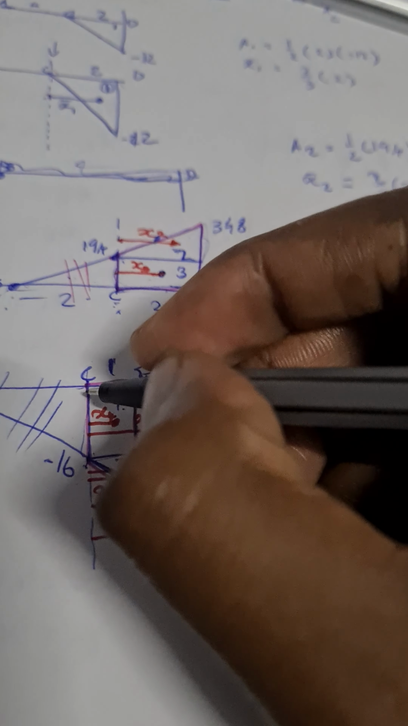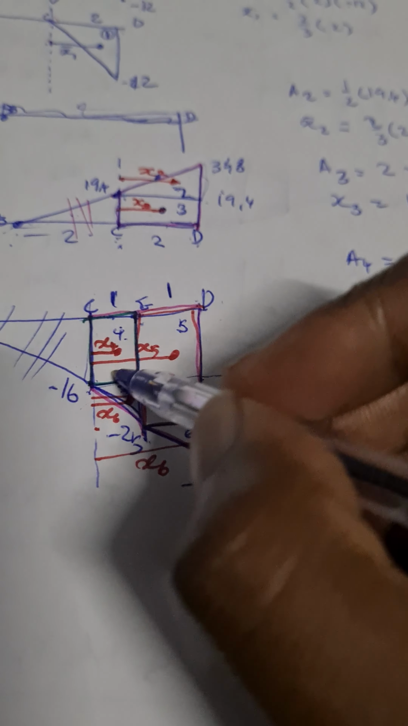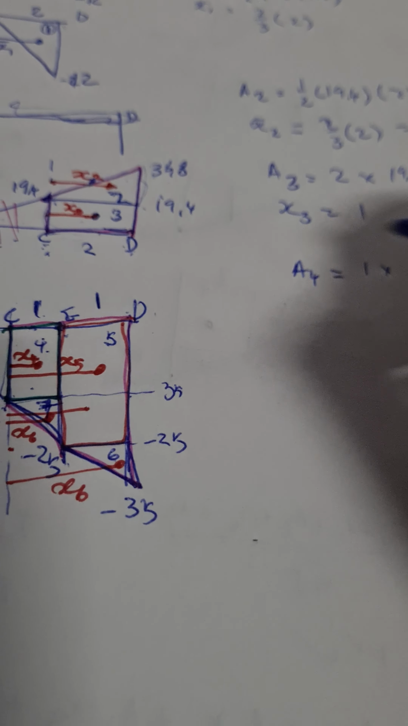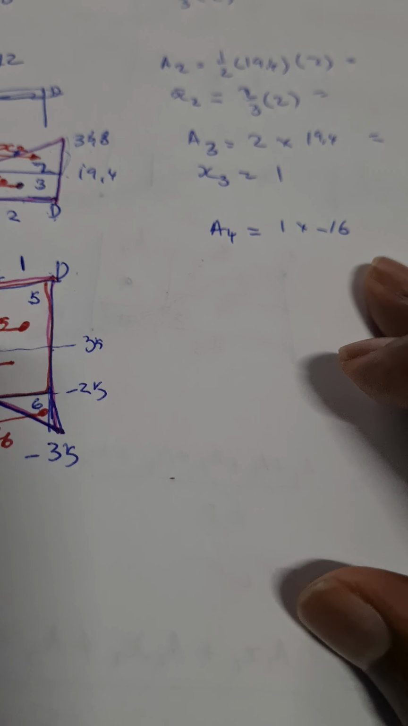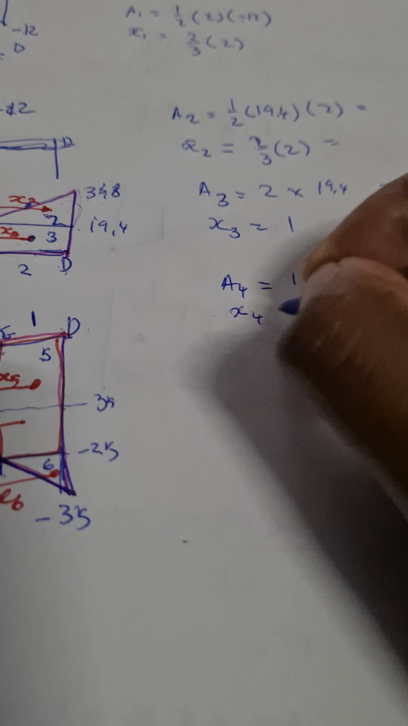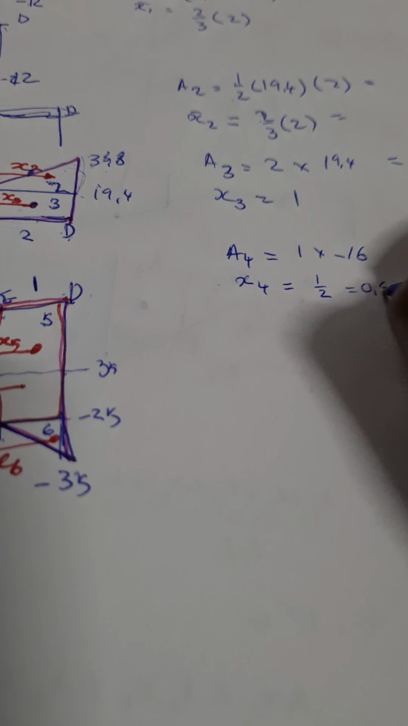Let me make it clear. So A4 is this. My A4 is this square or rectangle, so it's gonna be 1 times minus 16. That's it, right? And then my x4 is from here to here is just 1 over 2. 1 divided by 2, which is 0.5.